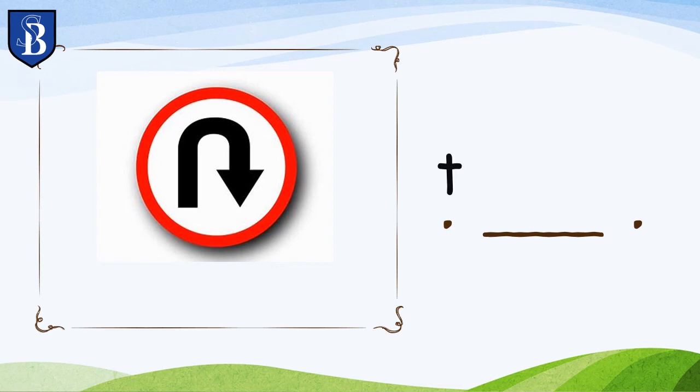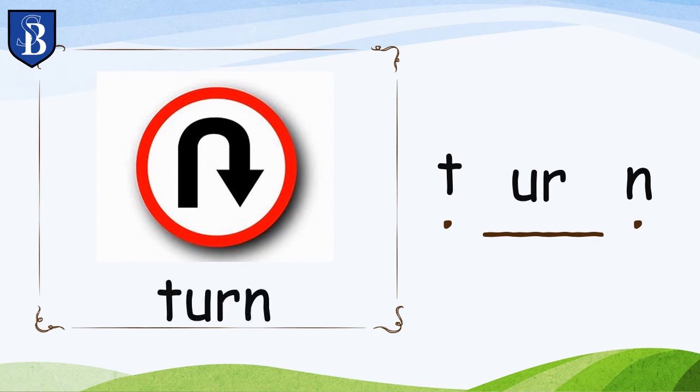T to make the T sound at the start of turn. The digraph written using a U and an R, and an N for the N sound at the end of the word. T-U-R-N, turn.